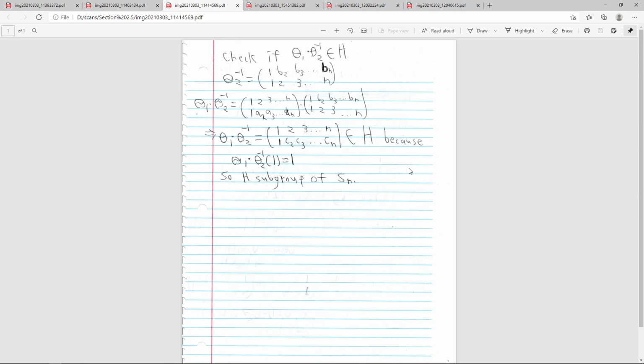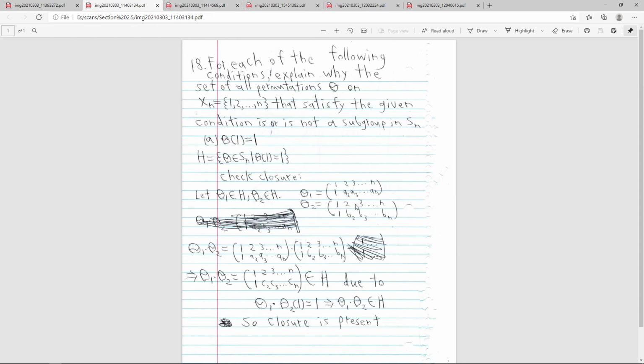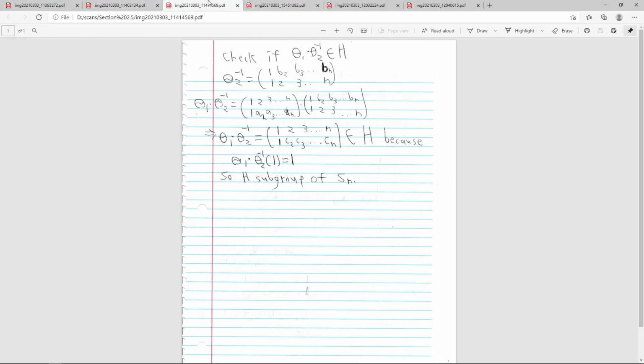If it is, this will be enough to satisfy our conditions. You show that this is a subgroup. So theta 2 inverse is just, you reverse it, so it's 1 b2 b3 dot dot bn, and the second row is 1 2 3 dot dot n from this. Just flip it. So theta 1 times theta 2 inverse, you still get 1 goes to 1, basically 1 to 1.